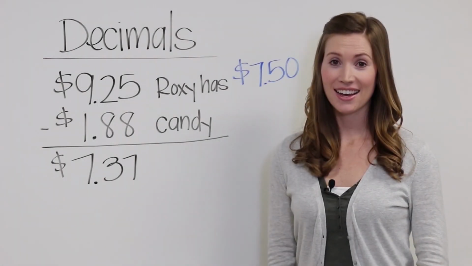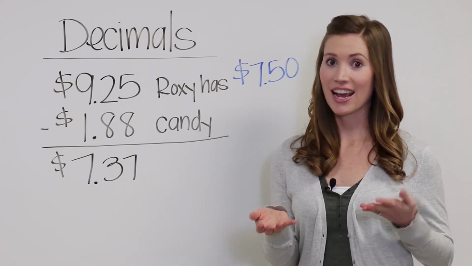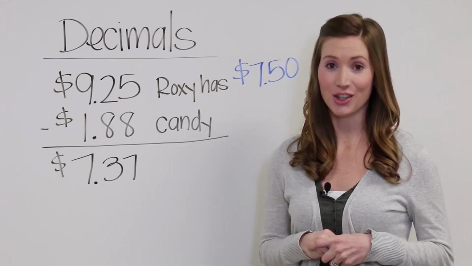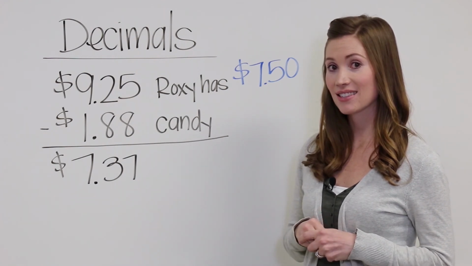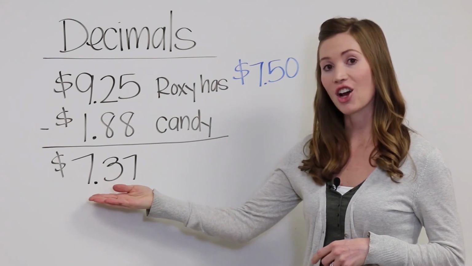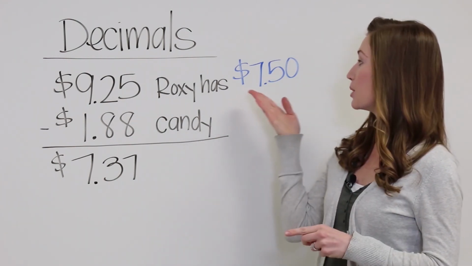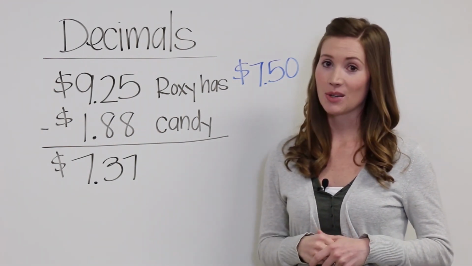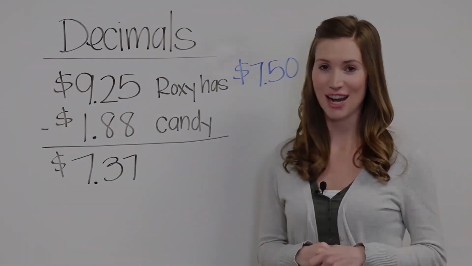Welcome back. So, will Roxy be able to get the candy bar and the licorice and still go to the movies with Stella? If you said no, you're correct. Roxy has $9.25. If she were to buy both pieces of candy, she would have $7.37 left over. But the movie ticket costs $7.50. It looks like Roxy will have to pick one candy if she wants to go to the movies with Stella. Great job.